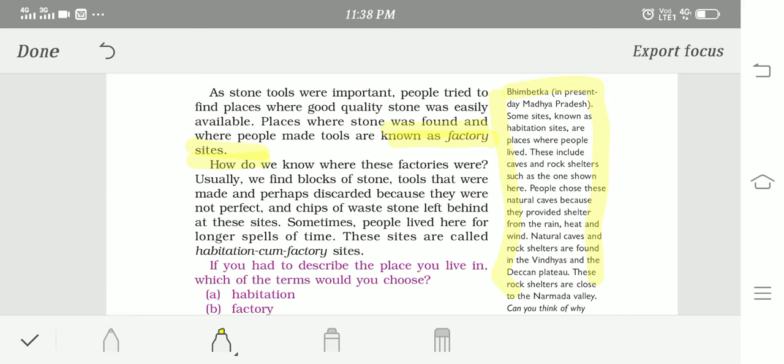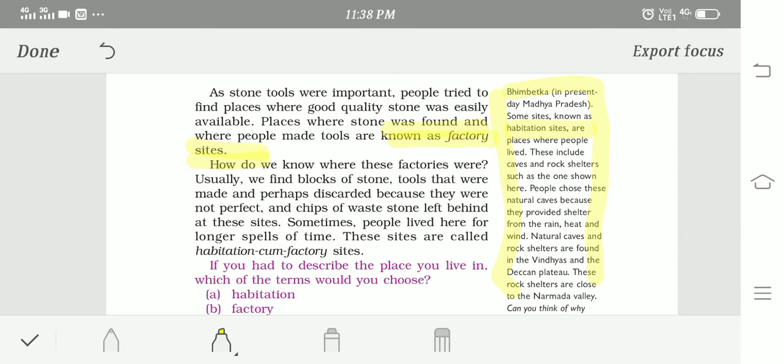Look at the right side para where the Bhimbetka is there in that fourth line. This one. Habitation site. Habitation means the place where people live. So basically where the people are living, that site is known as the habitation site.